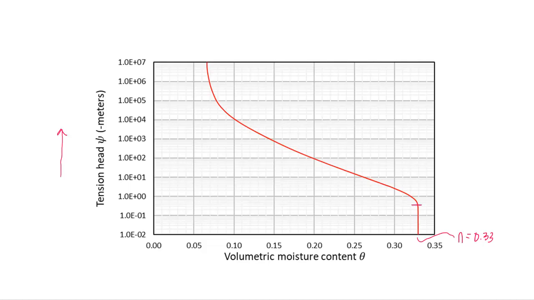So that elevation corresponds to, if that's 0.01, this is 0.1, that's 1, that's 0.1, 0.2, 0.3, something on the order of 0.3 meters, which is equal to 30 centimeters. That will be the height of the capillary fringe.